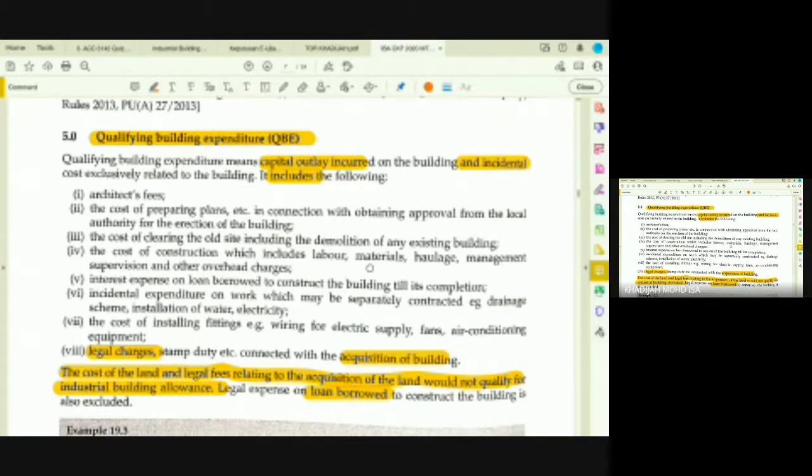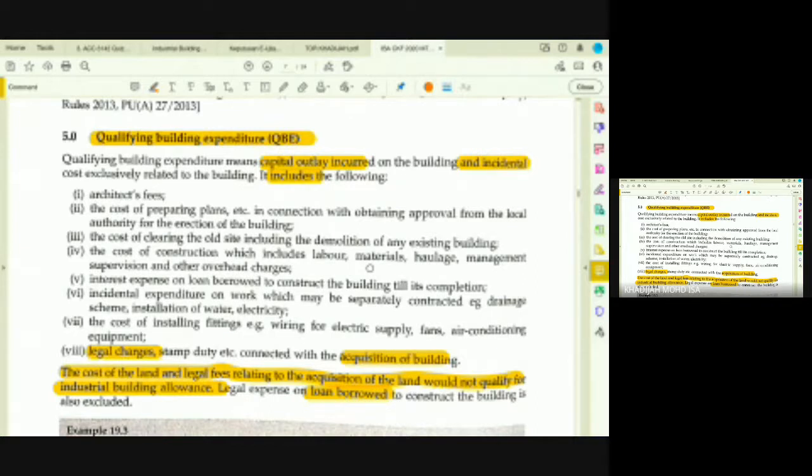For example, you have the architect's fee, the cost of preparing plans, then you have to obtain approval from the local authority to erect the building. All these need costs, you have to pay for it. Then the cost of clearing the old site, including demolition of any existing building.